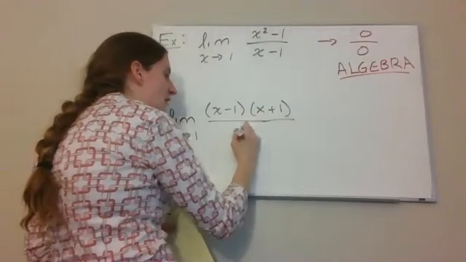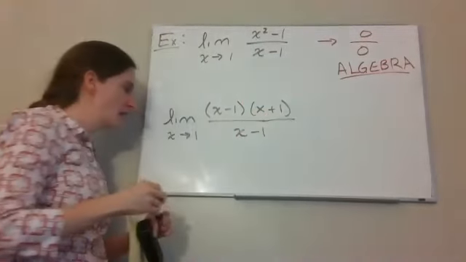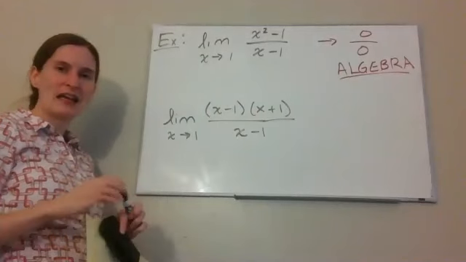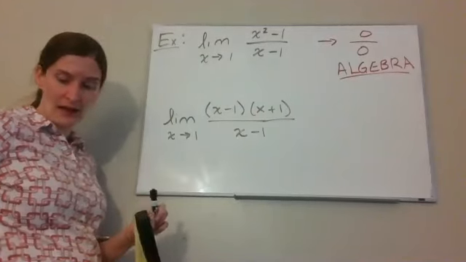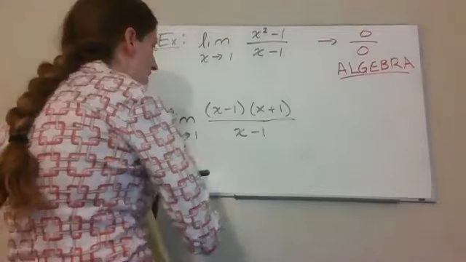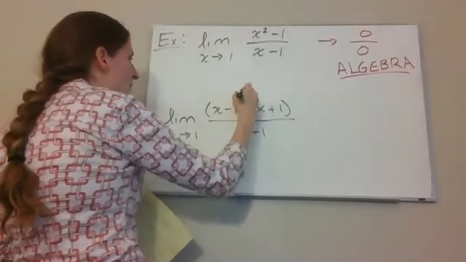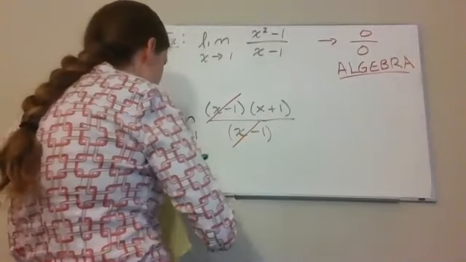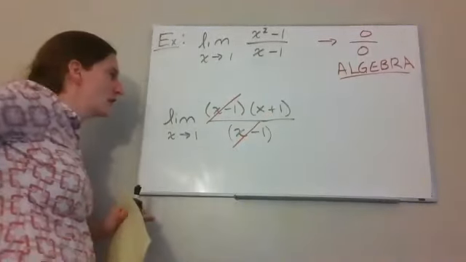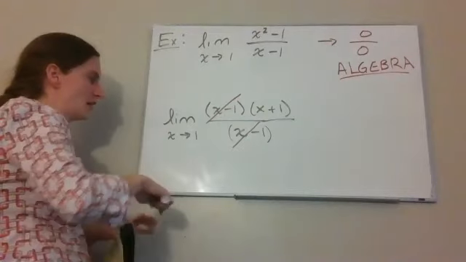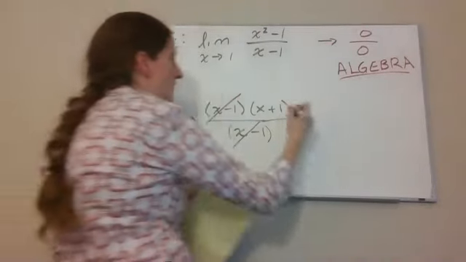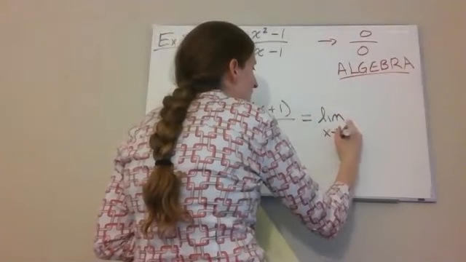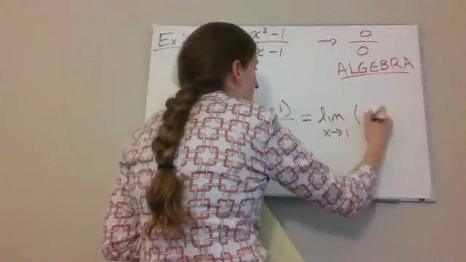My denominator is still x minus 1. Now we should look and see, can this simplify? Do I have any like factors that can cancel out? And we do. The x minus 1 on top and the x minus 1 in the denominator can cancel out. So I can reduce this limit to the limit as x approaches 1 of x plus 1.